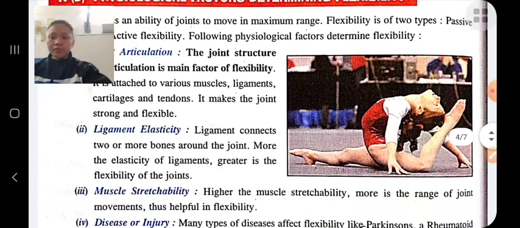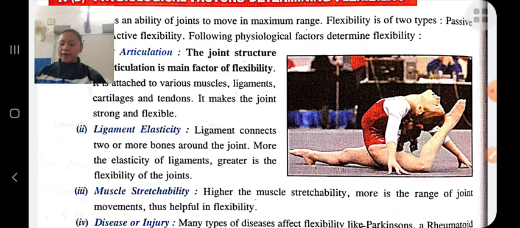If the ligament is more elastic, then our flexibility will be more. Our joint will easily stretch if our ligament elasticity is improved. Okay, so our flexibility also depends on ligament elasticity.